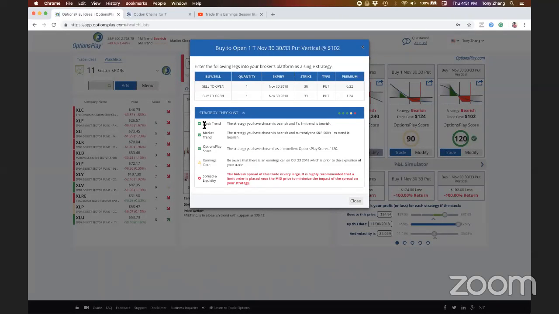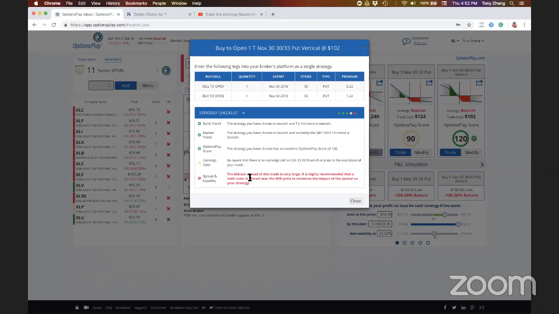Are you trading with the trend of the stock? Are you trading with the trend of the market? How's the options play score of the trade that you're making? Meaning, how's the risk to reward? Is there earnings between now and expiration? Something that we see a lot of beginners tend to overlook is whether there are earnings coming up. And lastly, spread and liquidity. How liquid is this option? So we look for all of these things and score them for you.